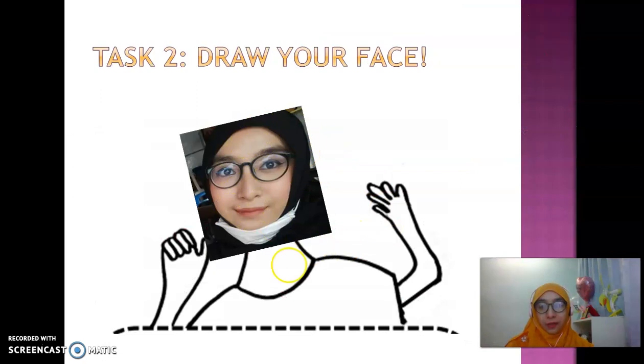Task number two: you have a drawing of a selfie. I can't draw on my computer, so I just Photoshopped my face over there. For this one, you have to draw your face. I'm looking forward to seeing how creative you can be when drawing your own face.